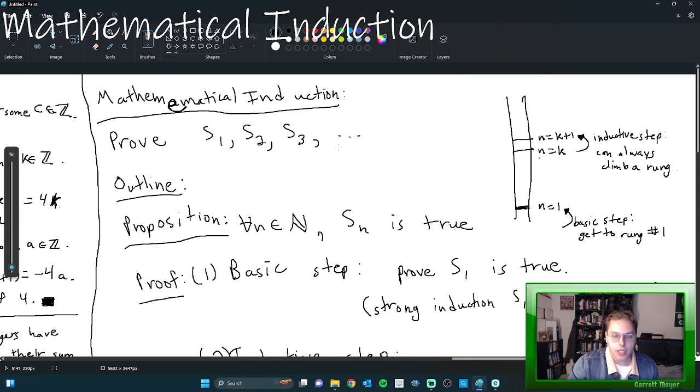Using these two together, you know that you can always get higher on this ladder, because you can get onto the first rung, and then now you're on a rung, so you can go to the next rung. Now you're on this rung, you can go to the next rung. That's how these two steps work together to show that you can get up the entire ladder of proof.